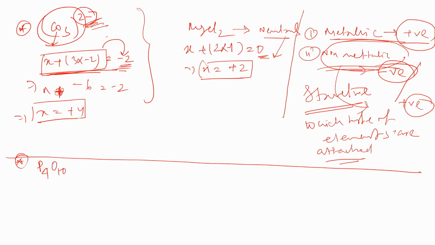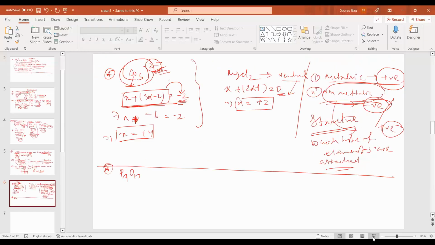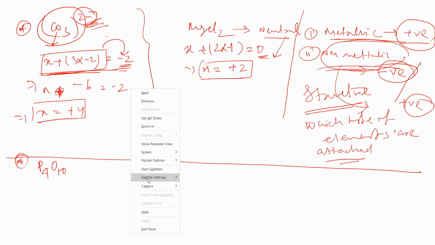Like P4O10, phosphorus and oxygen, both are non-metallic. So we cannot say whether the oxidation number for oxygen will be positive or negative. So these are non-metallic. Generally we know that for oxygen, it gives -2.